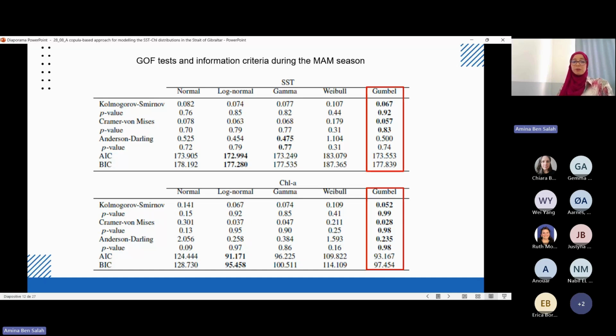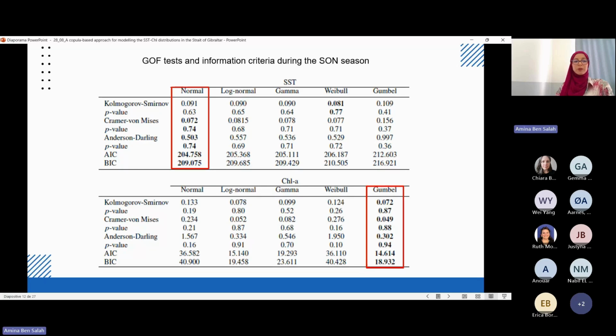These tables show the result for the MAM season. Considering the minimum values, Gumbel's law was found to be the best fit for both SST and chlorophyll-a concentration. However, for the SON season, the normal distribution was identified as the most suitable for SST, while the Gumbel distribution remained the best for chlorophyll-a concentration.